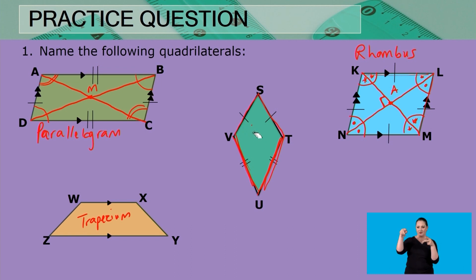And if you remember the diagonals of a kite, they meet at 90 degrees, which is the exact same thing for a rhombus. The diagonals of a rhombus also meet at 90 degrees. So a rhombus is a special parallelogram. It is also a special kite. Let's move on to the next question.